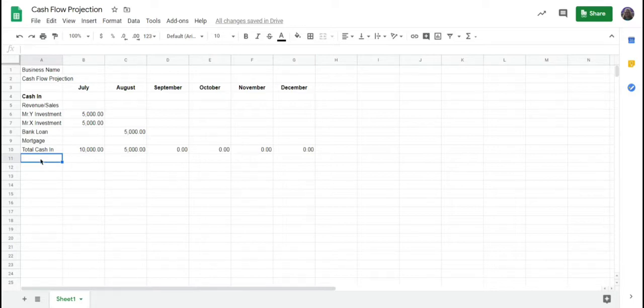Here I'm going to put my next title. So we've looked at all the ways that cash is coming into our business. Our next title is going to be cash out. It's very simple. It's very straightforward. It's the way that money is going to leave your business. Okay, this is going to be very, very specific to whatever your business is. So as I said before, you're going to customize accordingly.